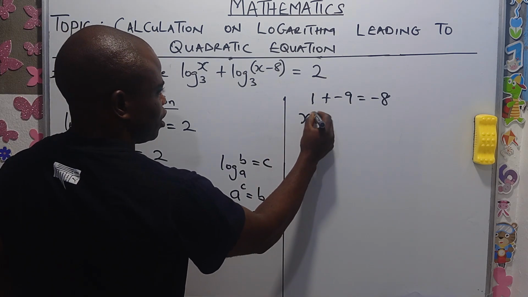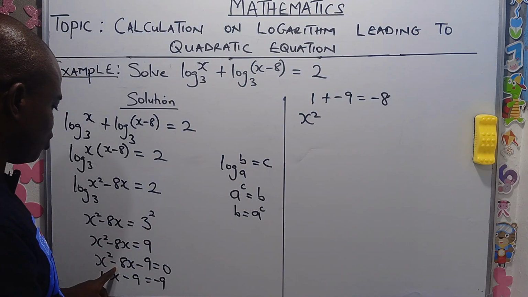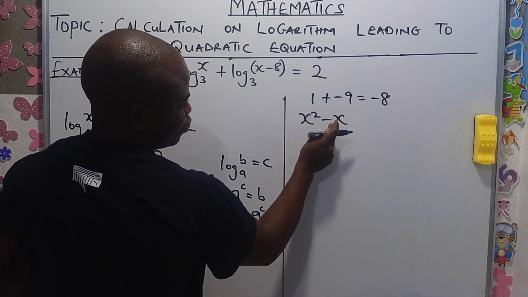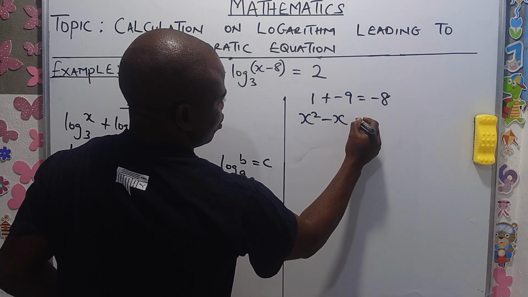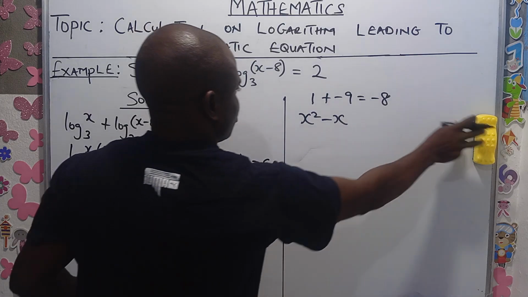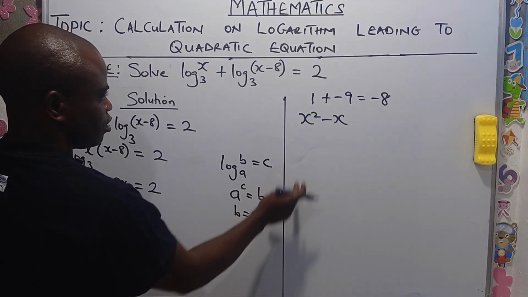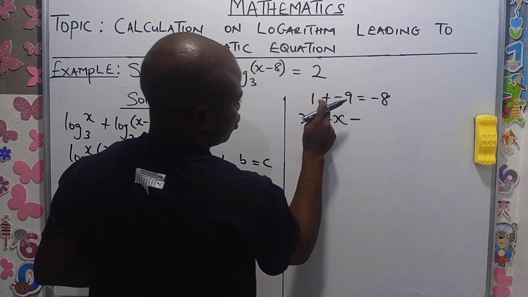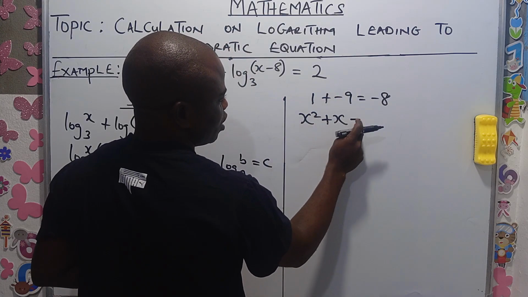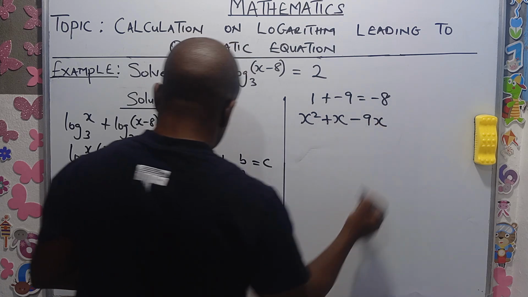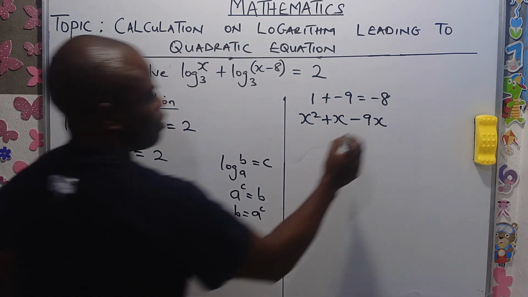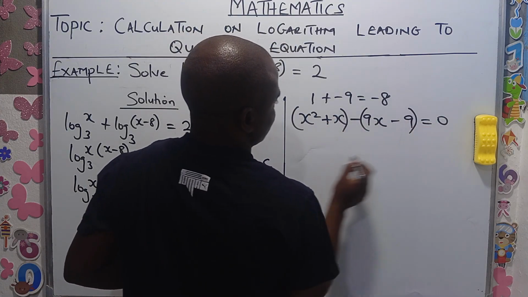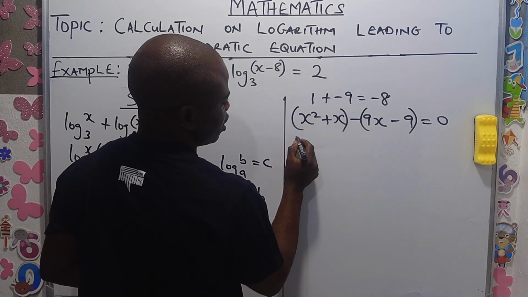Now replace the coefficient of x, minus 8, with 1 and minus 9. Now we have x squared, plus 1x, minus 9x, and you don't need to put the positive sign in front of the 1, since the 1 is at the front of x. Then the constant, minus 9, equals 0. Now let's factorize. What's common between x squared and x is x.